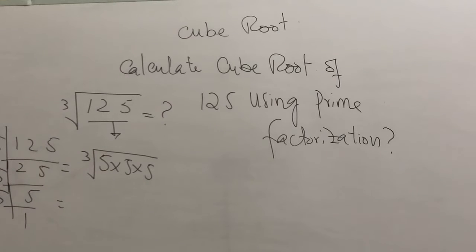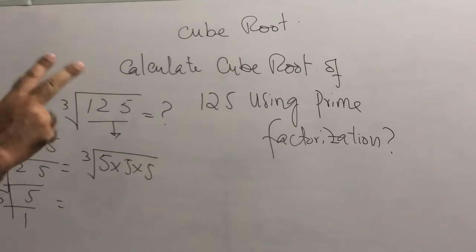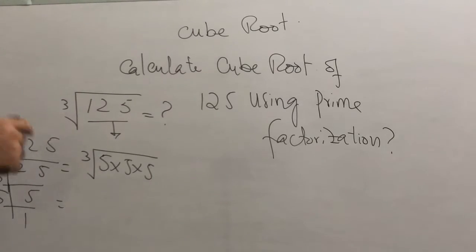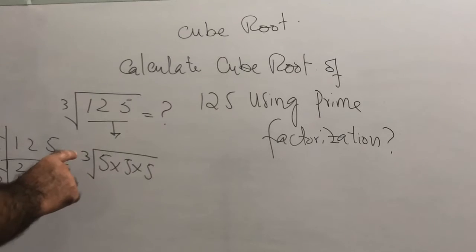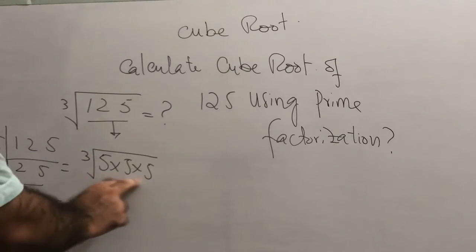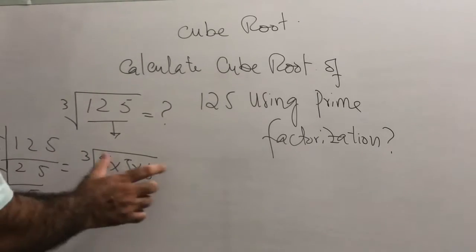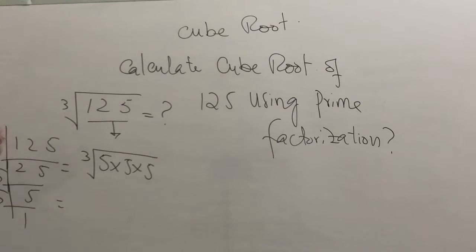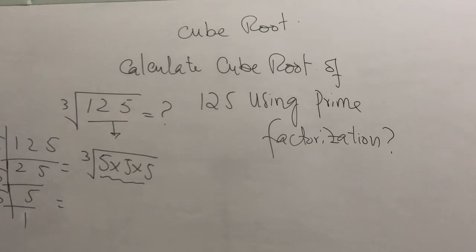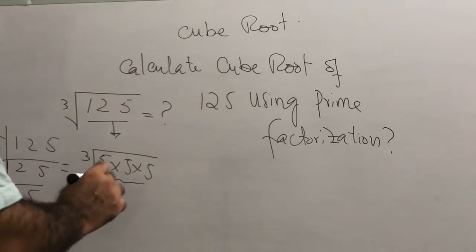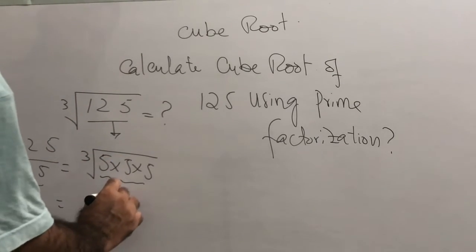When we were calculating square root, at that time we needed pairs of same numbers, but here we need numbers in groups of 3. 5 5 5 are being multiplied, so we consider this as one group because these are three 5s. So we can write it as 5 power 3.